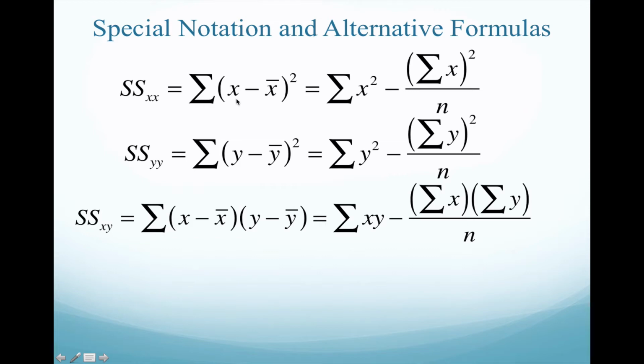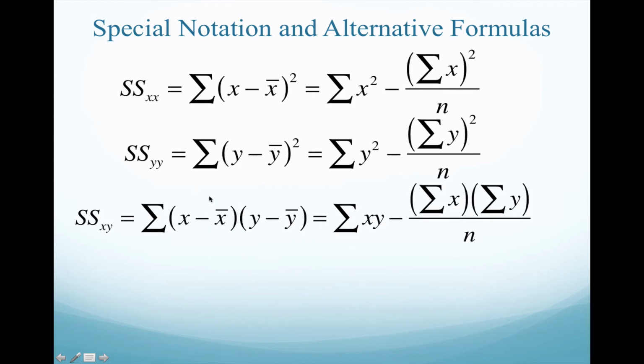So we're adding up x minus x bar squared for different x values here. Then we're adding up y minus y bar squared, x bar and y bar being means of x and y individually. This last one's not really squaring. We're adding up products x minus x bar times y minus y bar, but it's similar enough that we might as well still use the SS notation.